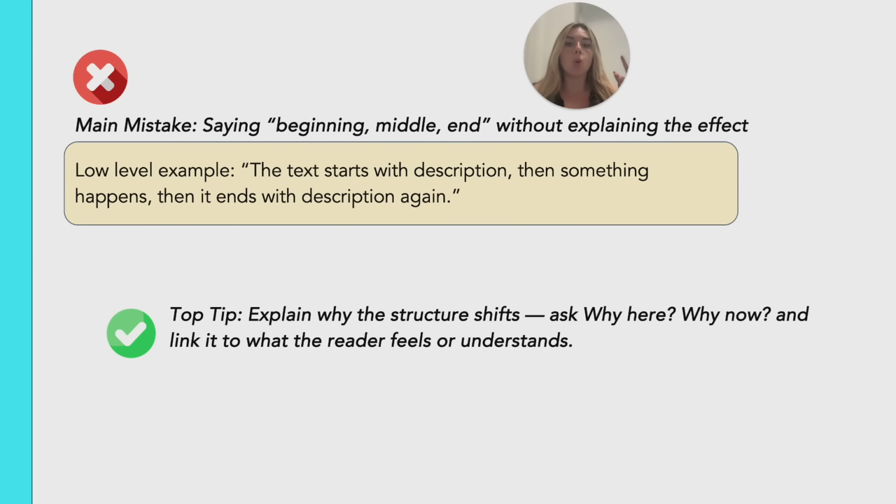Why is it now? Why have they put the description there? Why have they put the speech there? Why have they put a short sentence there? Why there? Why not at the end? Why not at the beginning? Why right in that moment? And that will force you to explain the effect a lot better. Then all you've got to do is think about why here, why now, and what impact does that have on the reader?